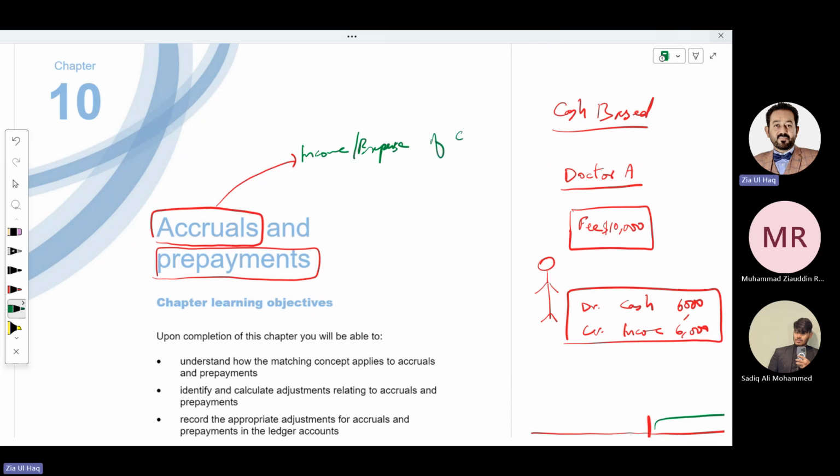Meaning income or expense of the current year, but which needs to be settled in future. Either we are going to receive cash against income in future or we are going to pay cash against expense in future. This will be called accruals. Meaning relating to the current year, but will be settled in future. Settle means cash payment or receipt will be in future. So this is called accruals.